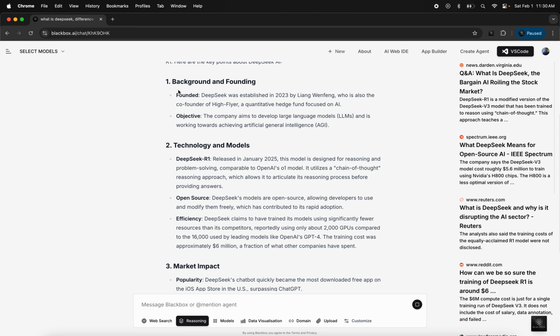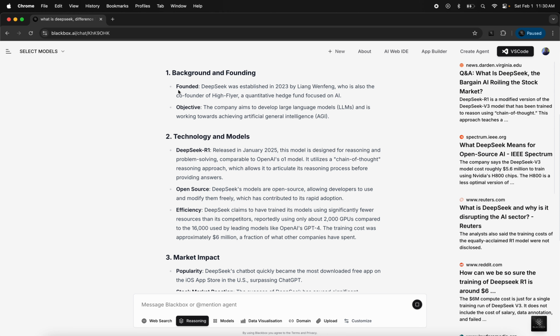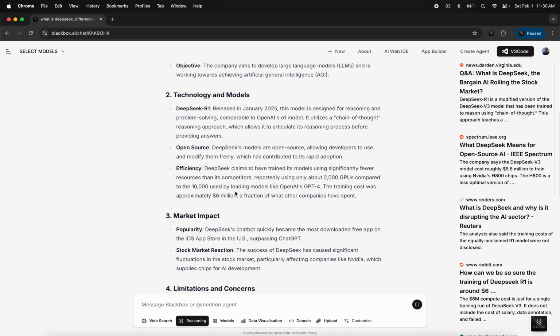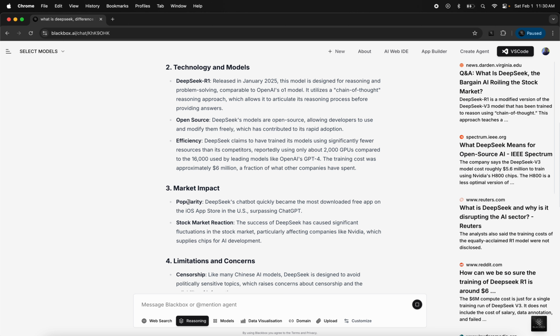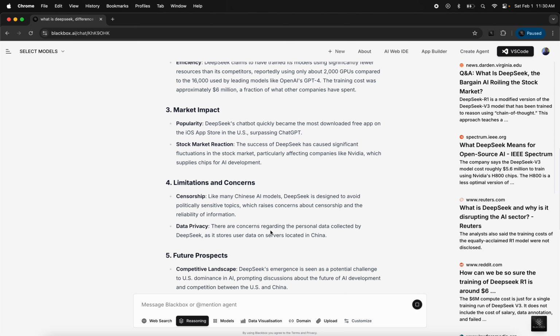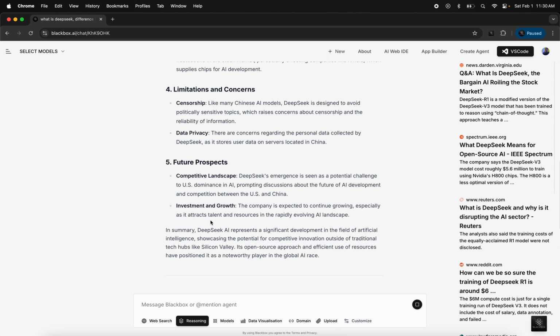So when it was founded, the technology and the models. You see here it's talking about the R1, for example, it's open source, the efficiency, the cost here, the market impact, the popularity here, limitation and concern here, it's talking about the censorship, the data privacy. Okay, this is good.